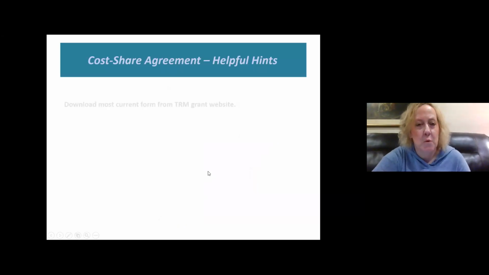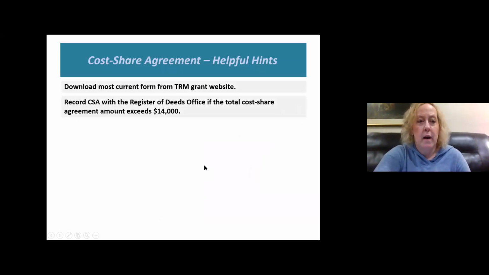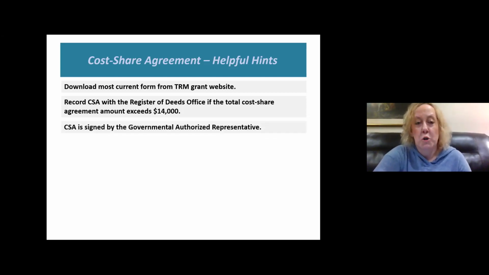So just some reminders here. Make sure you download the most current version of the form. Make sure that that cost share agreement is recorded on the deed if the total agreement amount exceeds $14,000, minus those exceptions that we talked about already. Make sure that the cost share agreement is signed by that governmental authorized representative that's in your authorizing resolution.